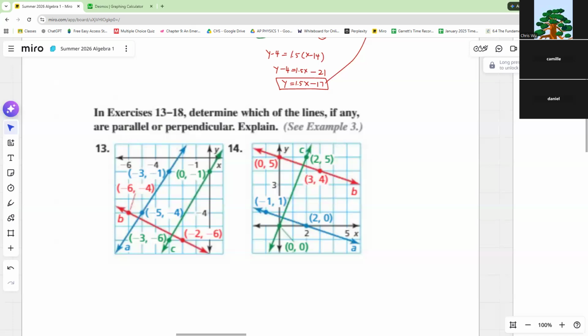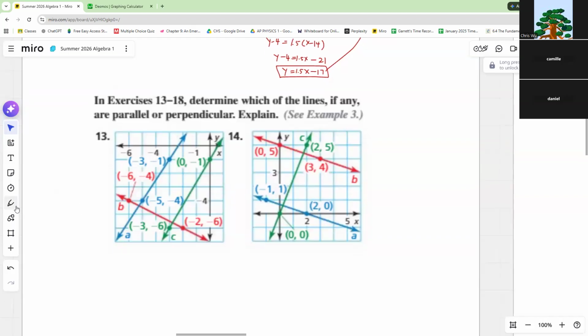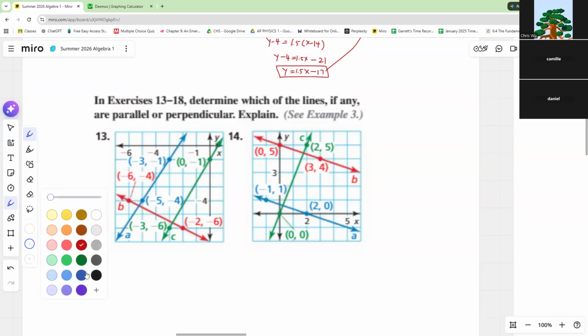For 13, I don't think any are parallel. The blue and green ones to me look parallel, but what I got doesn't say they're parallel. Yep, you're correct. None of the lines are parallel and none of them are perpendicular. Oh, I got it right. Yep, good job.